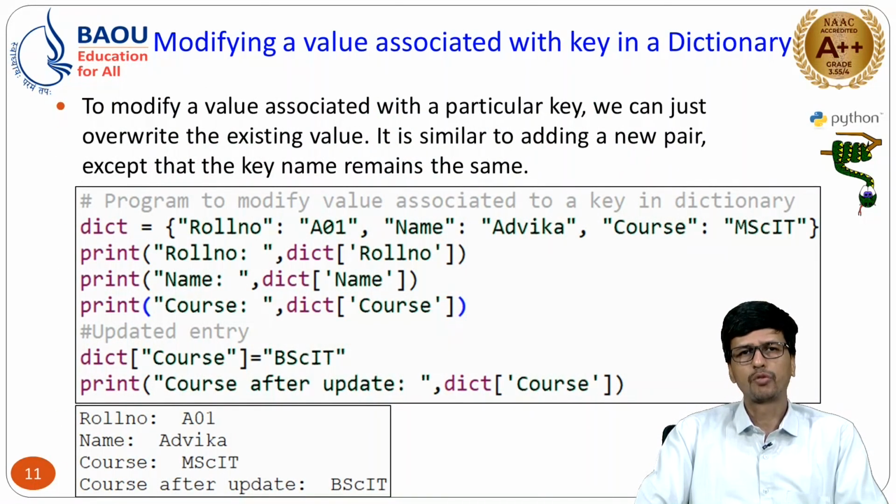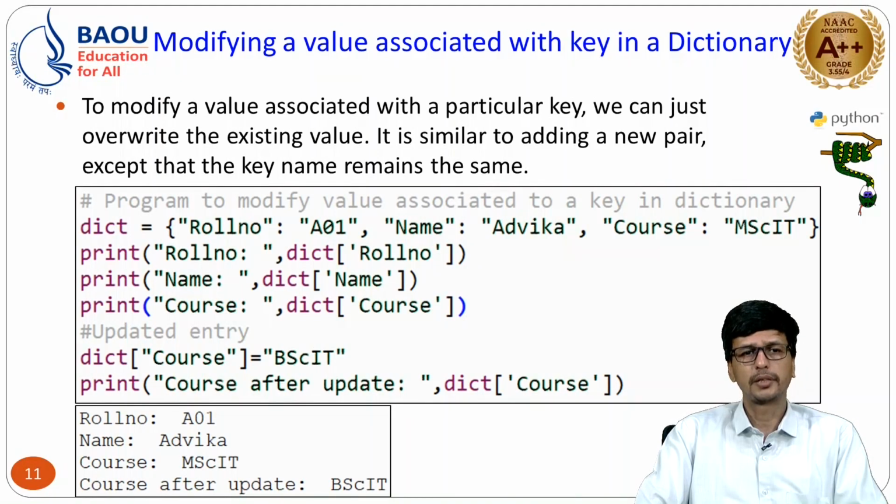Now suppose you want to modify some associated value. Remember one thing: once the dictionary is created, any key cannot be changed, that is, it is immutable. Mind well, but you can change the value associated with that particular key.